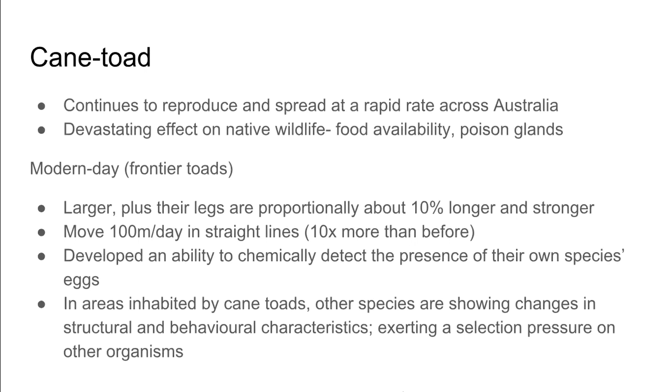This means that these frontier toads move almost about 100 meters a day in straight lines, which is 10 times more than before. They have developed an ability to chemically detect the presence of their own species' eggs, and in areas inhabited by cane toads, other species are showing changes in their structural and behavioral characteristics. So the cane toads are, in fact, exerting a selection pressure on other organisms themselves.